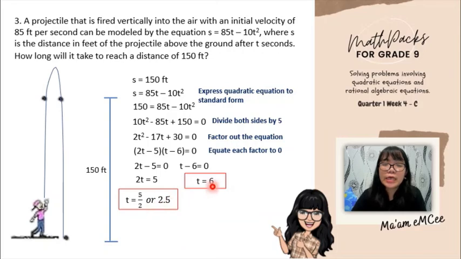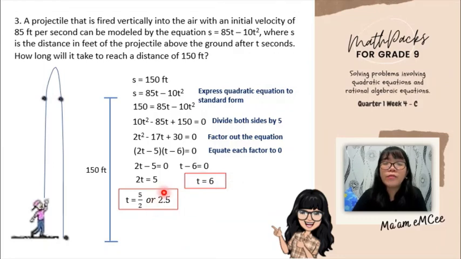Since these two are both positive, they are both solutions for our problem. So, di ba, we will be expecting two answers. Ang isa, t is equal to 6. So, it will take 6 seconds para nga ma-reach sang imong nga projectile ang 150 feet. And ang isa pa gid is 2.5 seconds. So meaning, ang projectile mo ma-reach na first 150 feet within 2.5 seconds. And then after 6 seconds, malanta na din dyan. So you will have another 150 feet. Kumbaga malabot sa mga projectile ang 150 feet after 6 seconds.